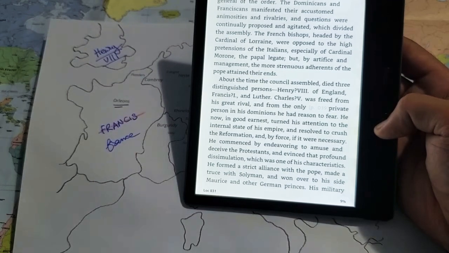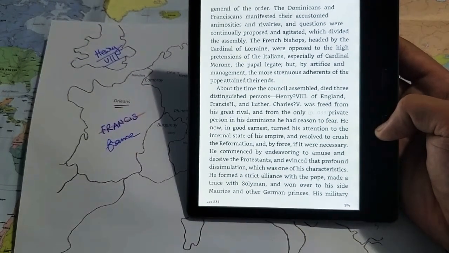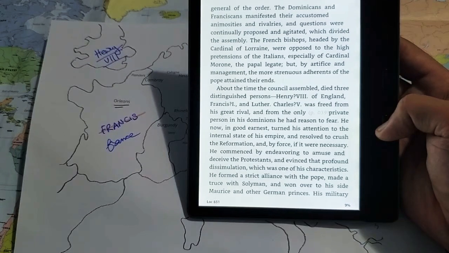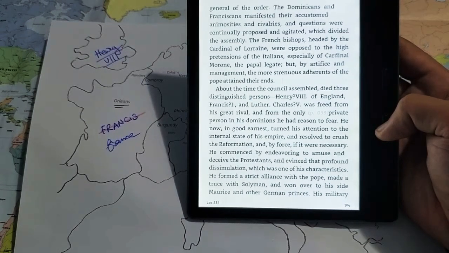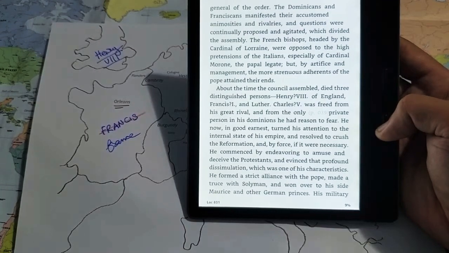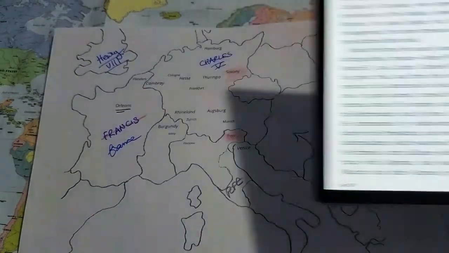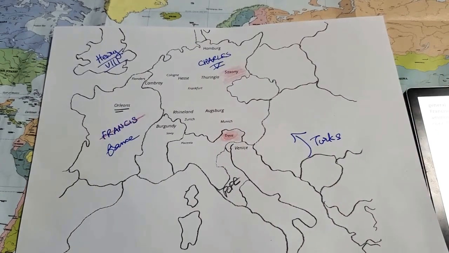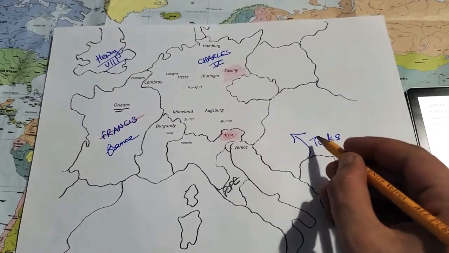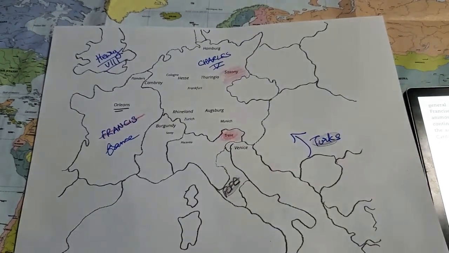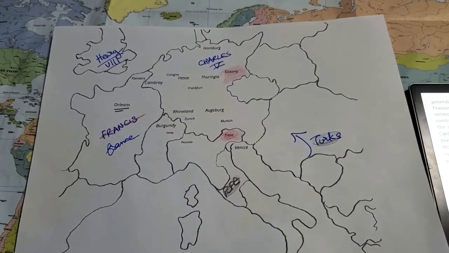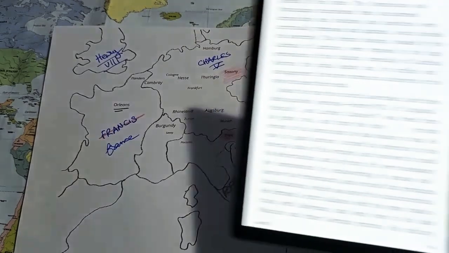He commenced by endeavoring to amuse and deceive the Protestants. That's Charles, the Emperor of the Holy Roman Empire. And evinced that profound dissimulation, which is a lifestyle of lying, which was one of his characteristics. He formed a strict alliance with the Pope and made a truce with Suleiman and won over to his side Maurice and the other German princes. So he makes the Pope happy and he makes the Turks happy. He's dealing with his enemies so he could crush the Protestants in his own country.